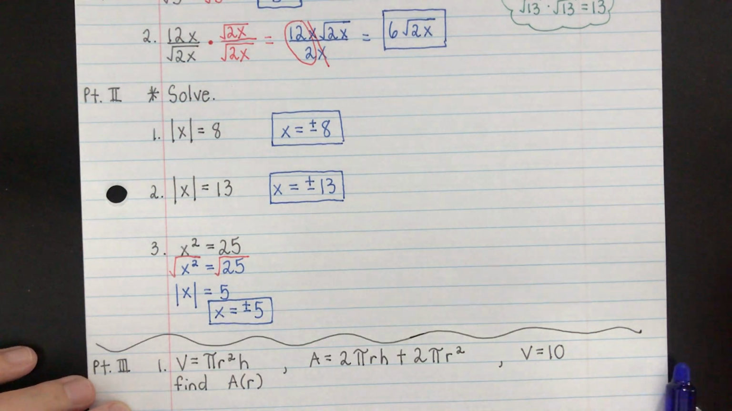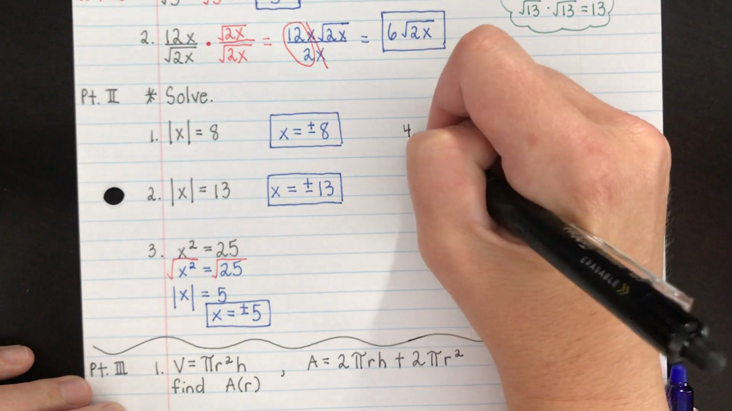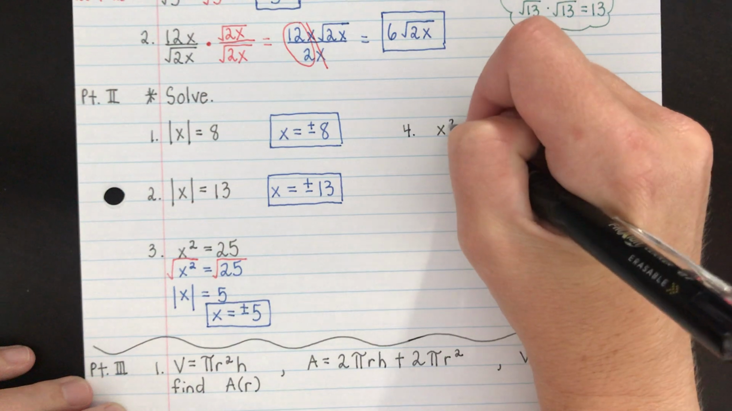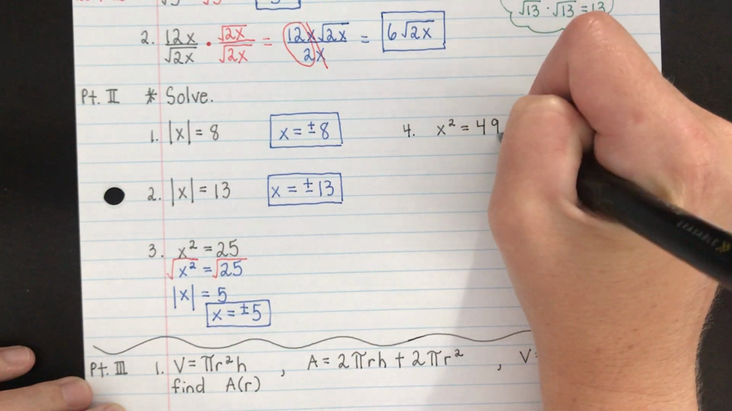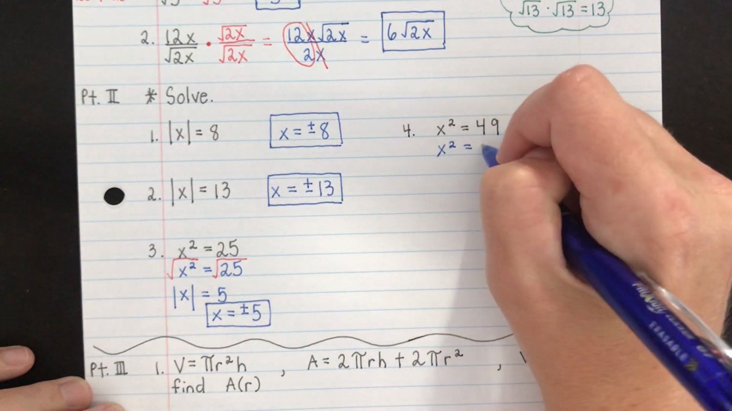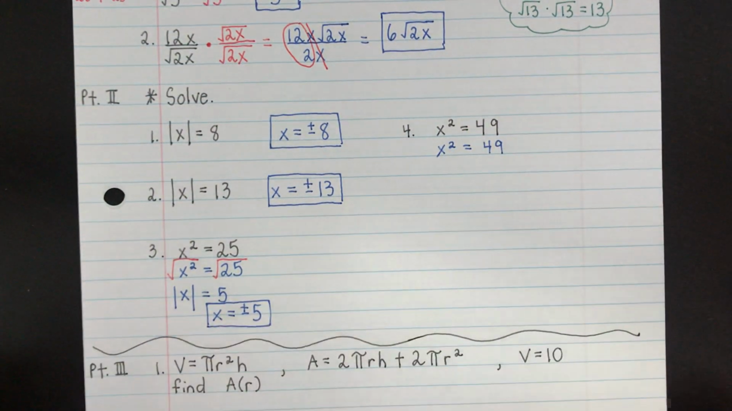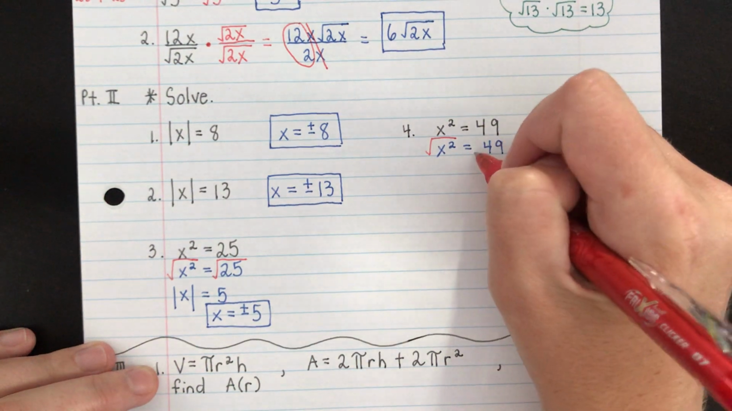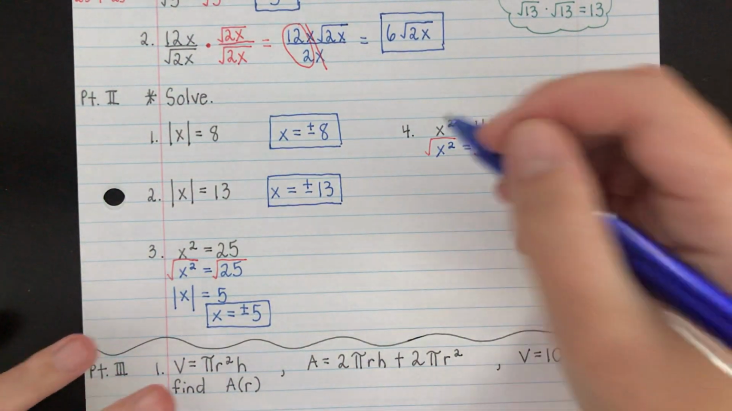Okay, and I actually want to do one more problem that I forgot to put on here. So problem number 4, x squared equals 49, just to make sure we totally are grasping it. Okay, I'm going to rewrite the problem, so that way you can see my step of square rooting both sides. So make sure your notes look just like mine.